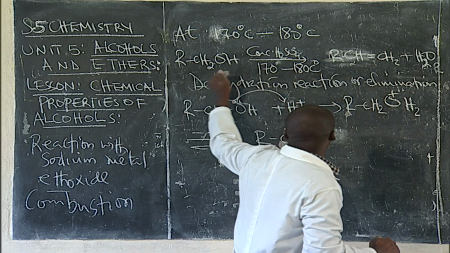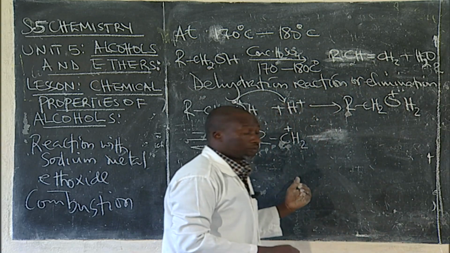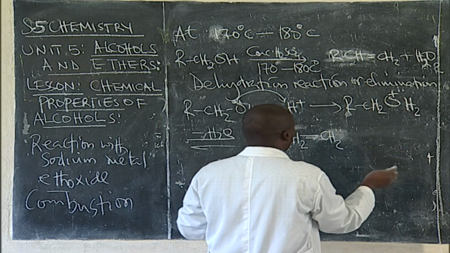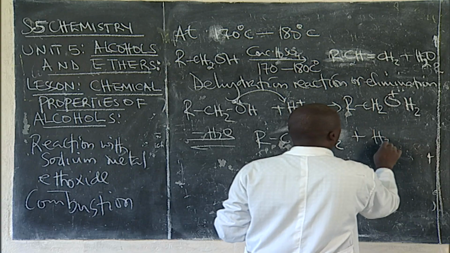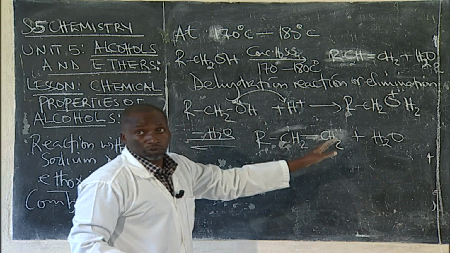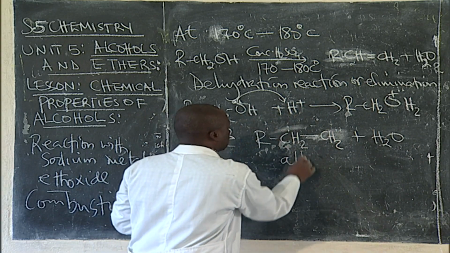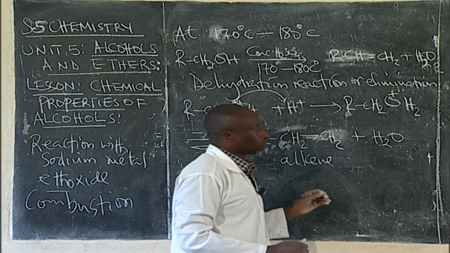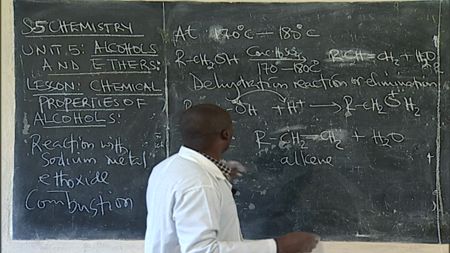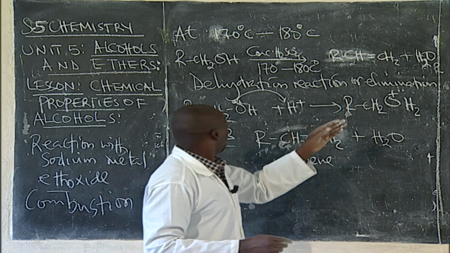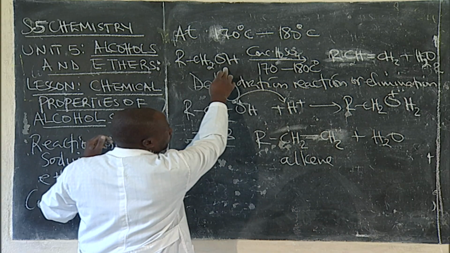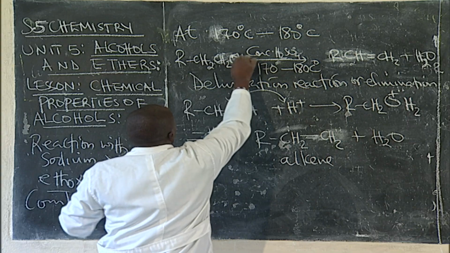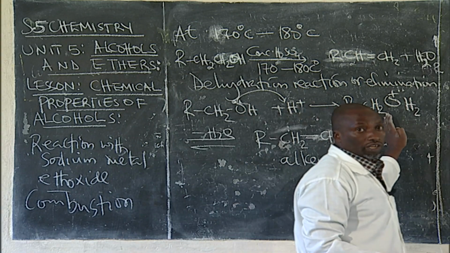An alkene will be formed. This will be the final product, and then the water that will be formed finally. That's why we said it is elimination, because water is eliminated, or it is dehydration. Dehydration is the removal of water molecules. Probably now I have to change this one a bit. So this will be CH2OH. Let's use that one. So this is how it is.